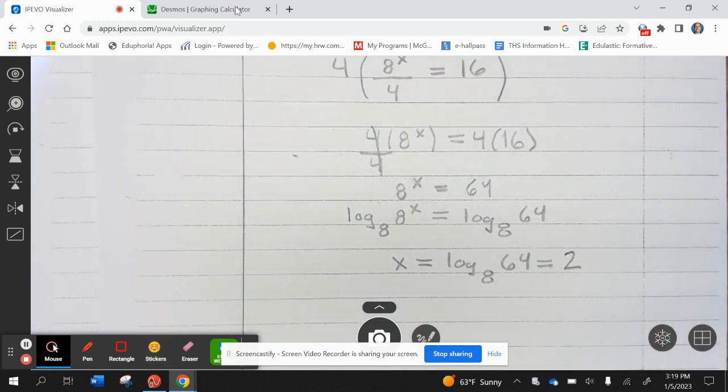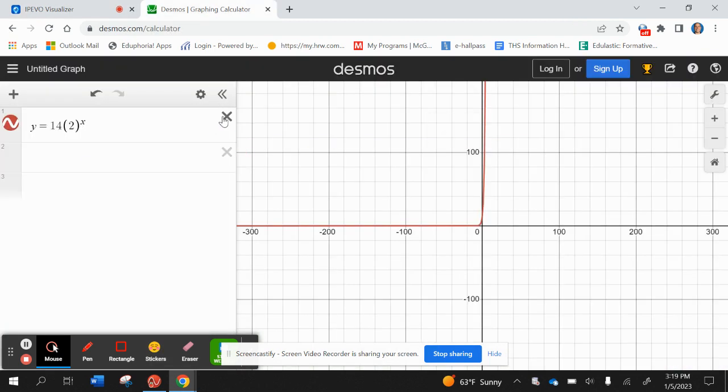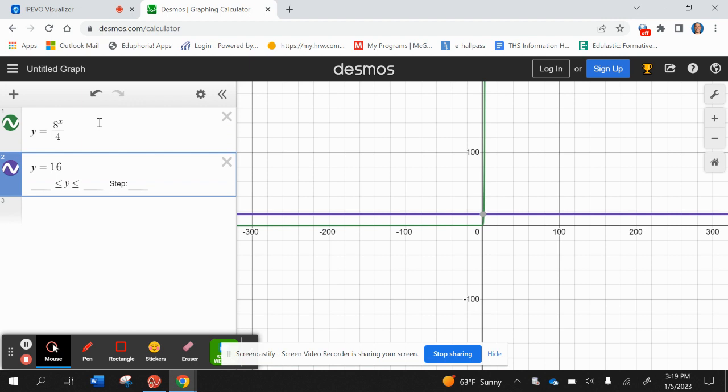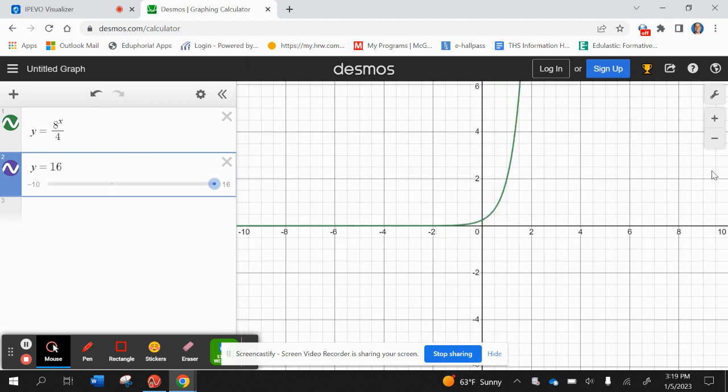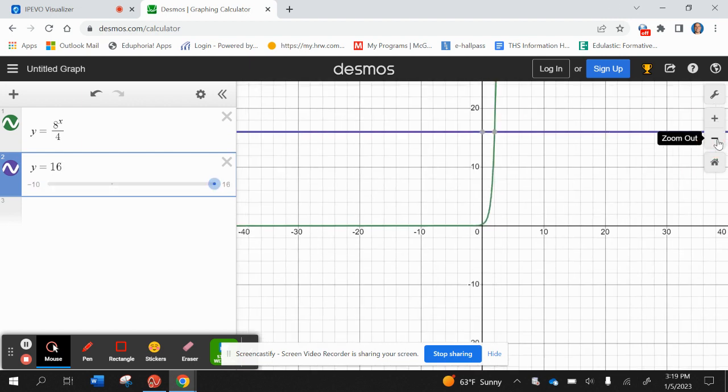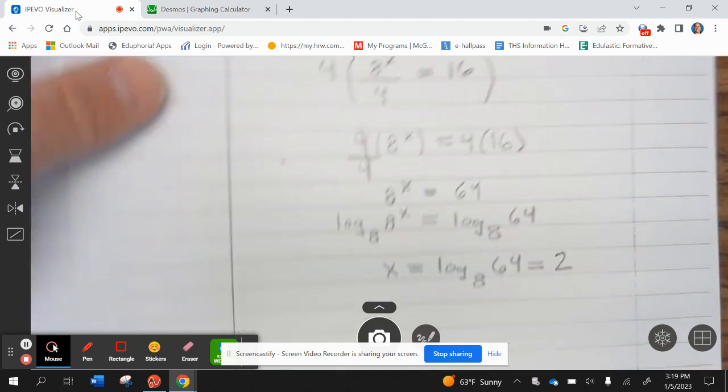Now let's go to Desmos and find the solution that way. So we're going to graph y equals 8 to the x divided by 4 and y equals 16. And I'm going to press the home key to go back and then zoom out. Click right there and you can see our solution is 2. All right, let's take a look at the next example.